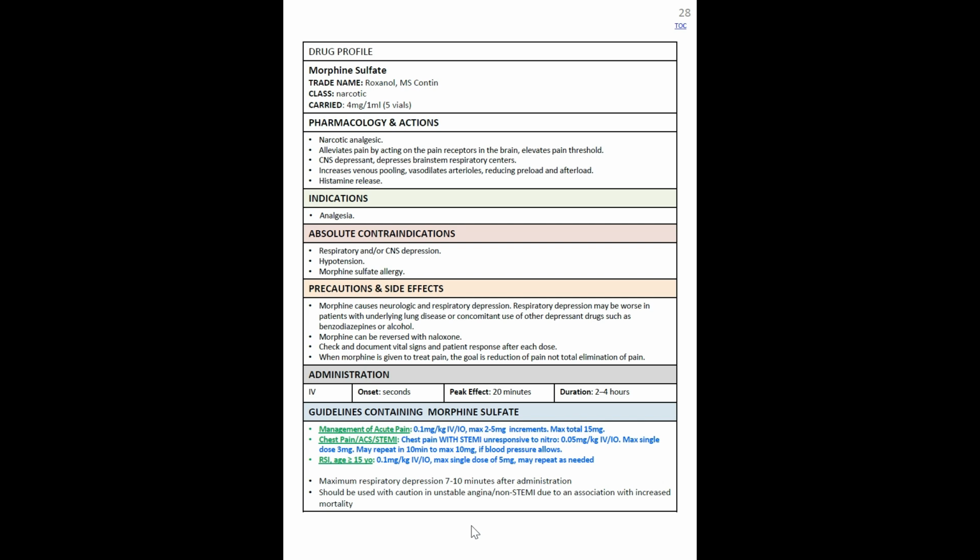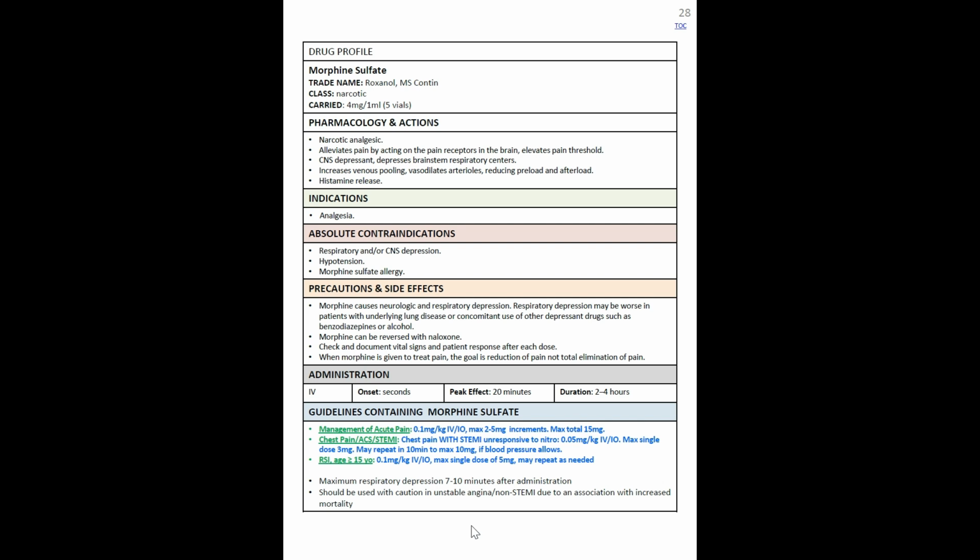Onset is within seconds. Its peak effect is 20 minutes, and its duration is 2 to 4 hours. So we would give it 0.1 milligrams per kilogram to a max of 2 to 5 milligram increments to total 15 milligrams for pain. In the setting of chest pain, remember, you can give morphine for chest pain when it's unresponsive to nitro. That's the only time we should really be going down the path of giving morphine or fentanyl, when chest pain is unresponsive to nitro.